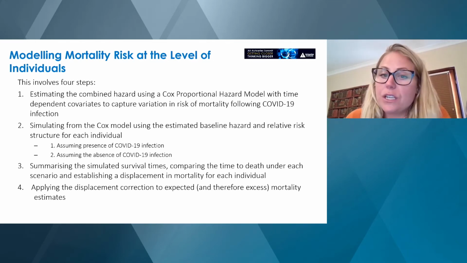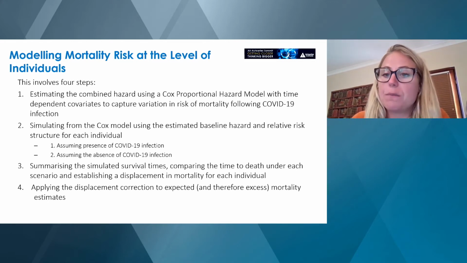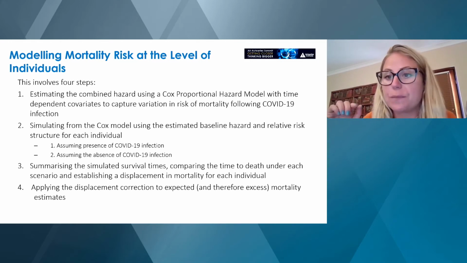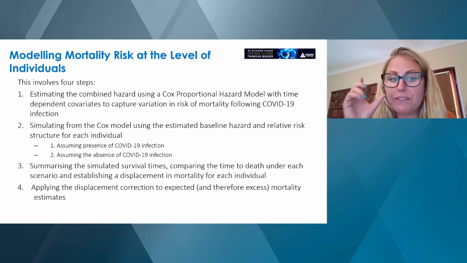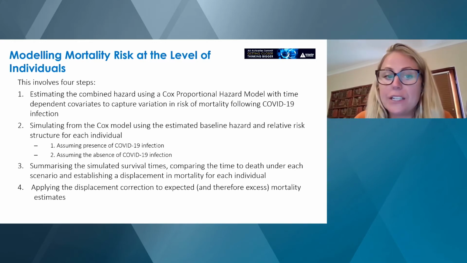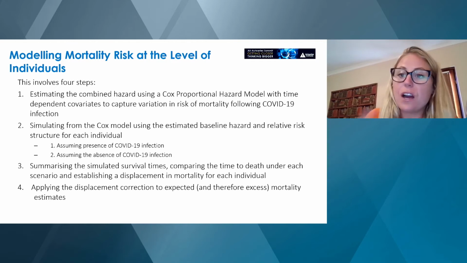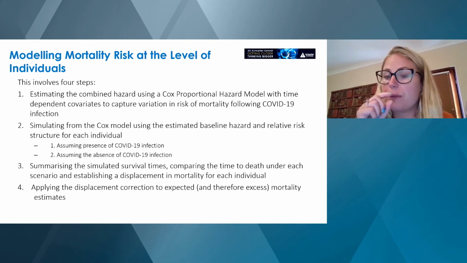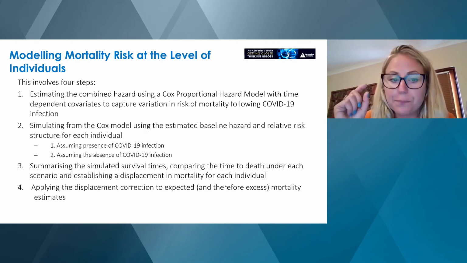So the methodology very quickly involves 4 main steps. The first is to estimate the combined hazard using a Cox proportional hazard model with time-dependent covariates to capture the variation in risk of mortality following a COVID-19 infection. So we fit that model. And then we run simulations in our population of the survival profile of individuals based on their combined hazard. So that's the baseline hazard plus their relative risk structure.